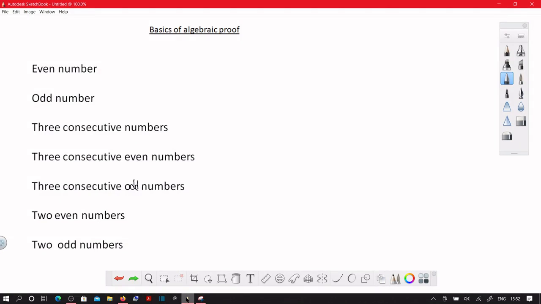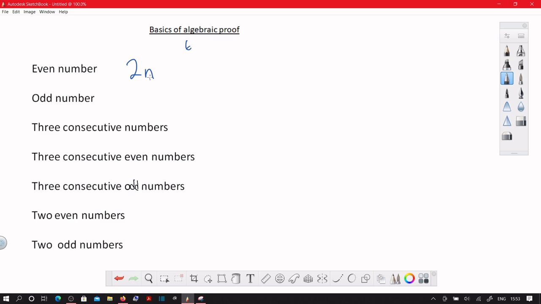In this video, I'm going to go through the basics of algebraic proof, starting with even numbers. Any even number could be written like this: 2 times n, 2n, where n is any whole number. So for example, if n is 3, 2 times 3 is 6. 6 is an even number.